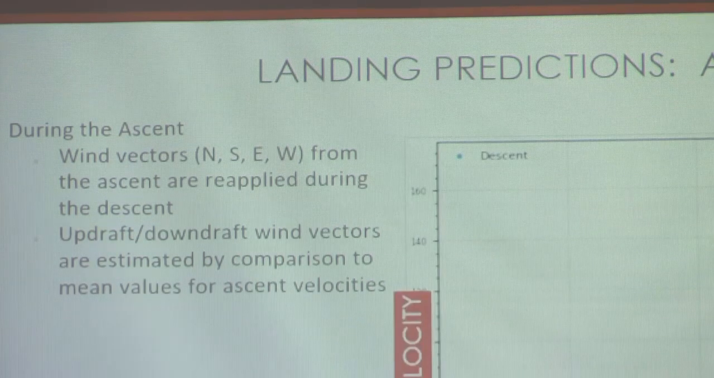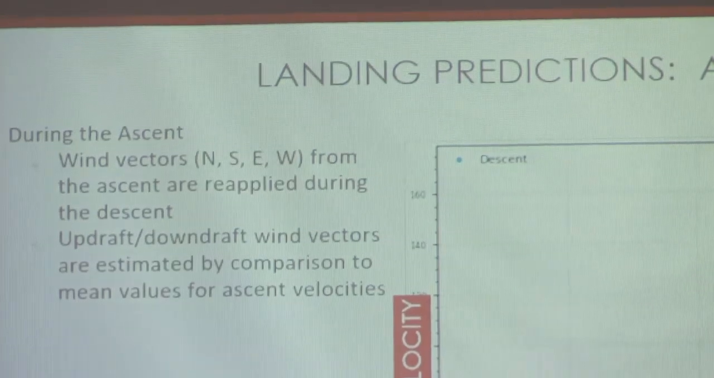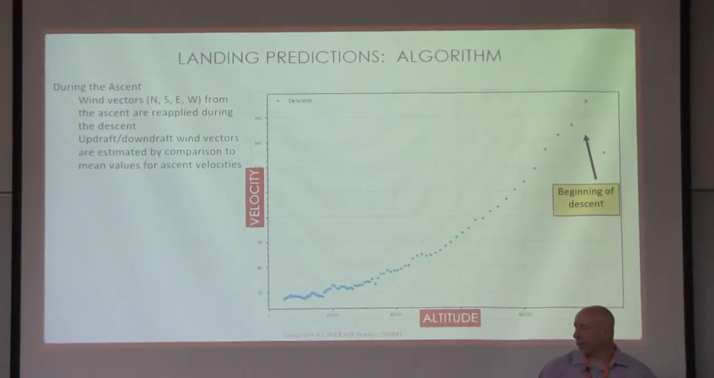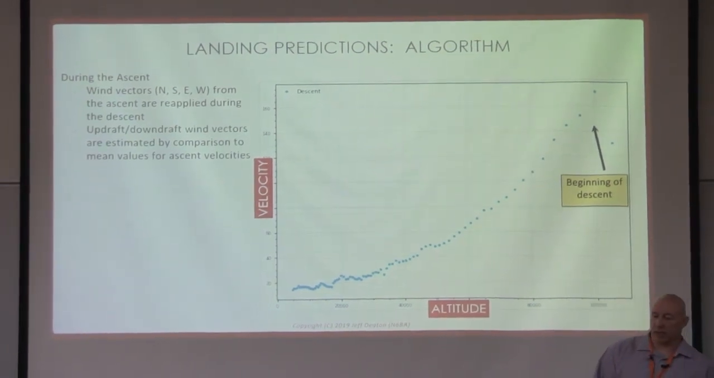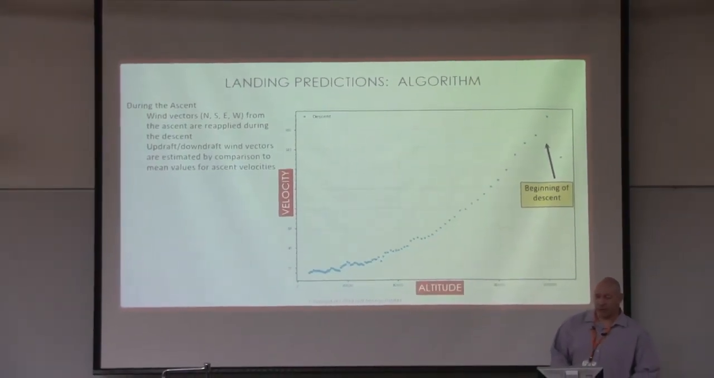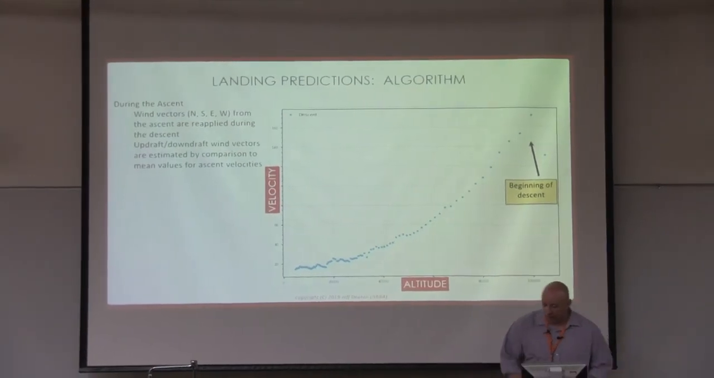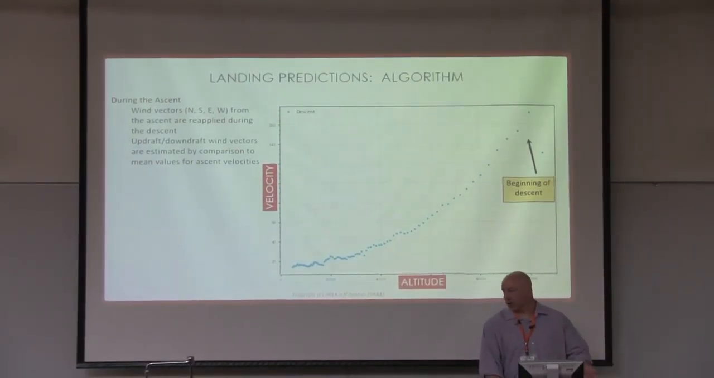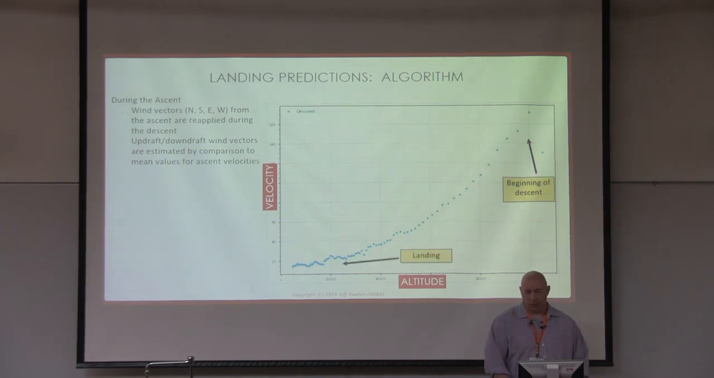So if you were to plot the descent on a graph, with altitude on the bottom and velocity on the vertical axis, the top right-hand corner is where the balloon burst and it starts to fall. So, of course, your altitude is 100,000 feet, or whatever that might be, and your velocity is relatively high. Of course, when the thing is landing, it's the opposite. Your altitude is low, and your velocity is low.